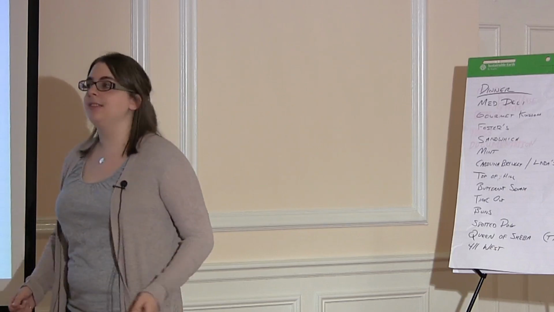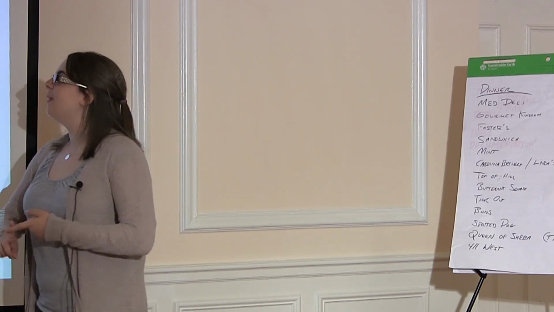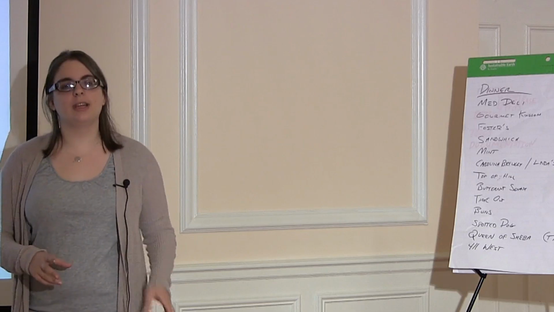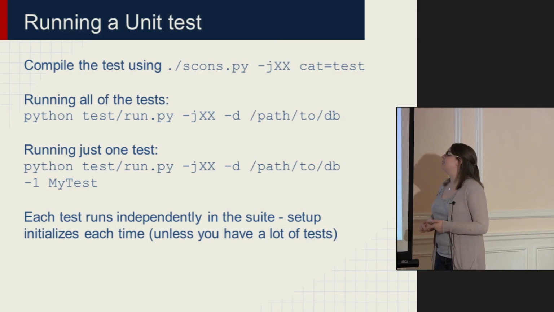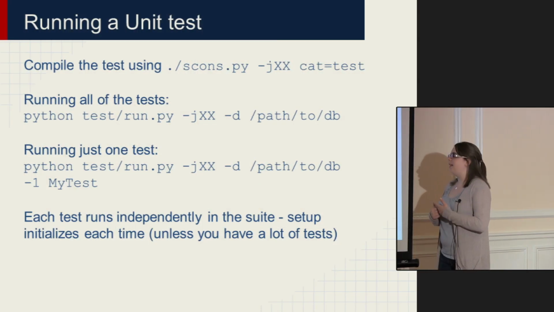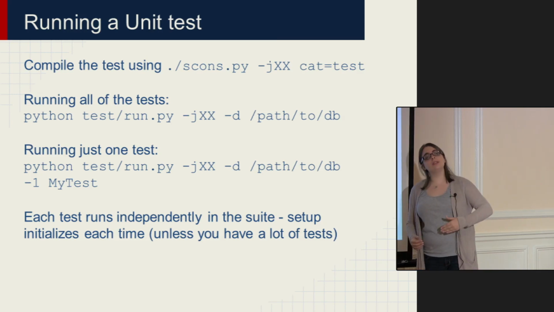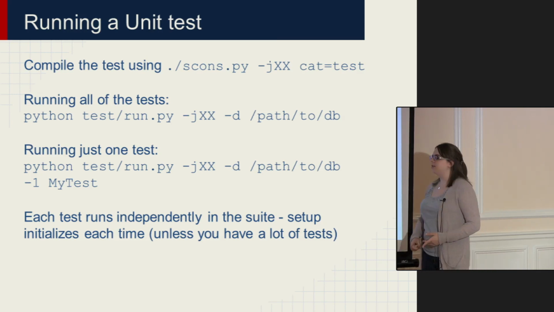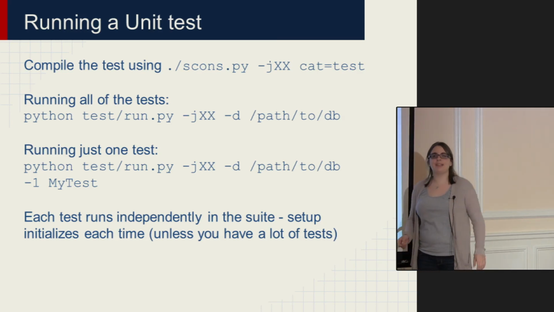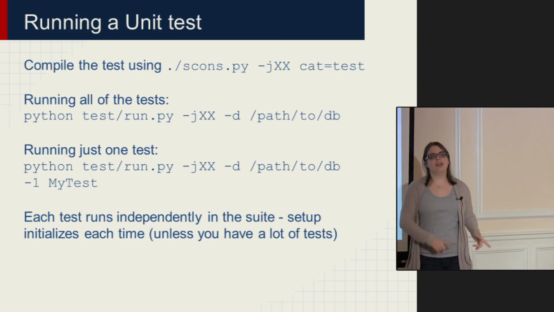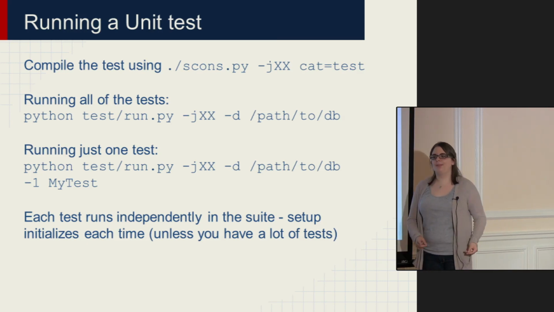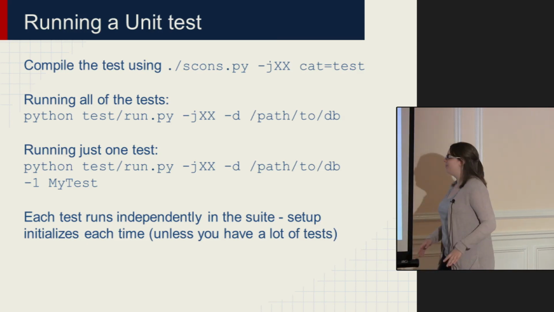That's caused me a lot of bugs. And so to run the unit tests, you'll run from the Rosetta source directory, python testrun.py, and give it your path to the database. That will run all of the unit tests. And then if you want to just run one unit test, you can specify -1 and myTest, where myTest is the name of the class, not the name of the file. If you specify the name of the file and they're different, it won't run.